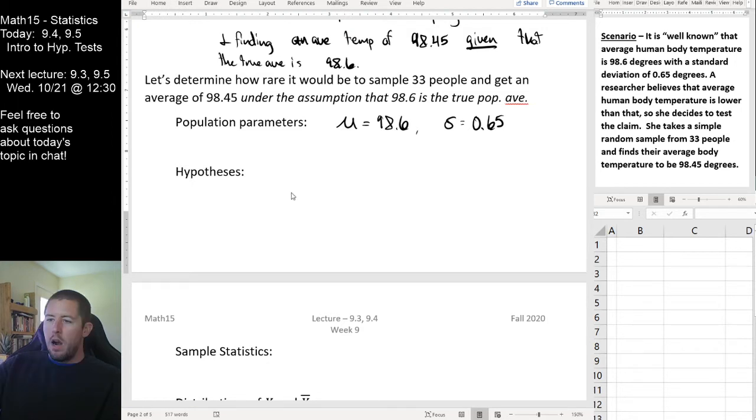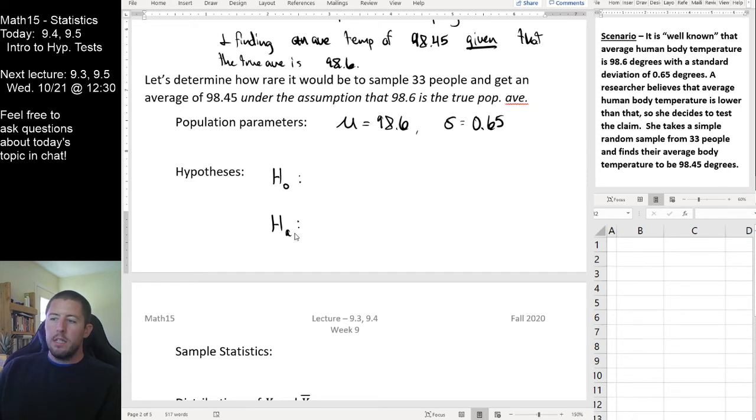So our hypotheses, we decided last class that we're always going to have a null and an alternative hypothesis. We said that our null hypothesis is always our statement of no change. It's always going to be our statement that includes an equal to symbol. Our alternative hypothesis, we said, is always going to be the hypothesis that we're suspicious might be true. It will always include greater thans, less thans, or not equal tos.